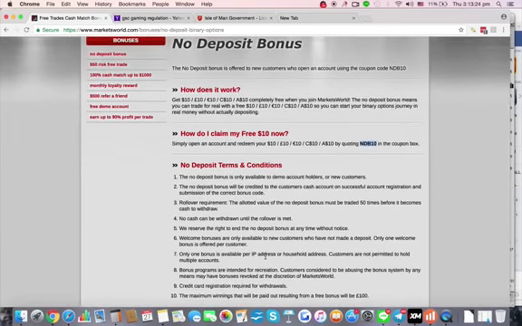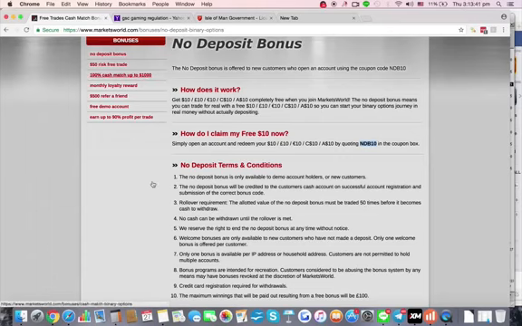One bonus per IP per household. So this is free money. You can take a look at that if you want to. Credit card registration required for withdrawals. Okay, so you need to trade 50 times, like 500 times worth of trades. I don't think that's a problem at all.